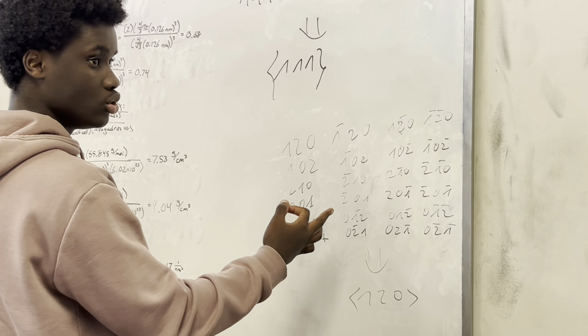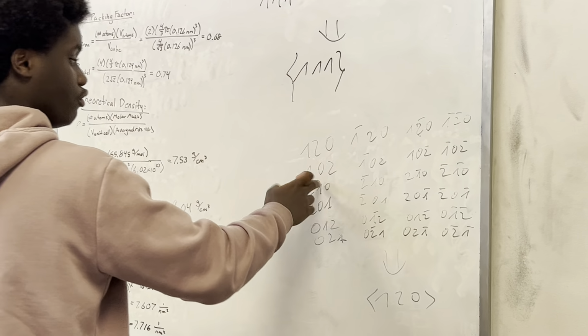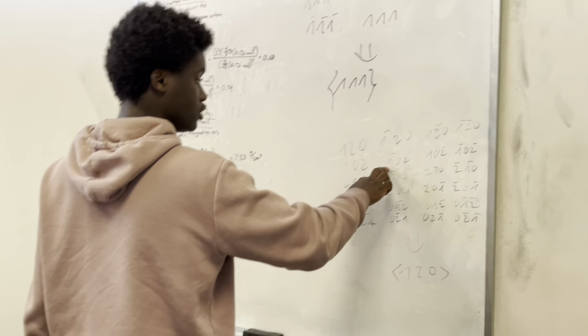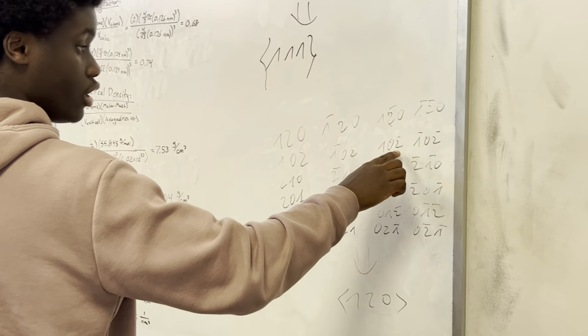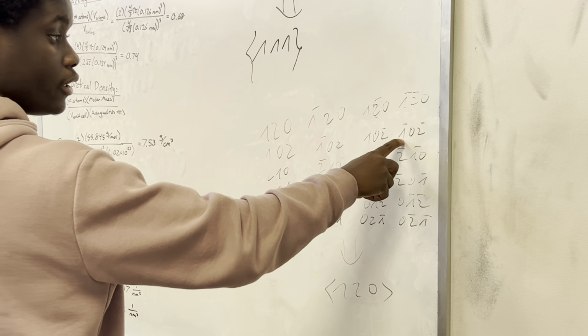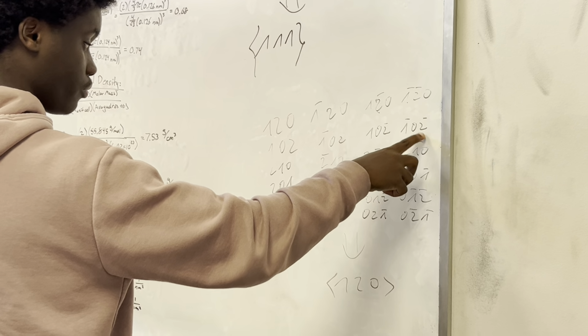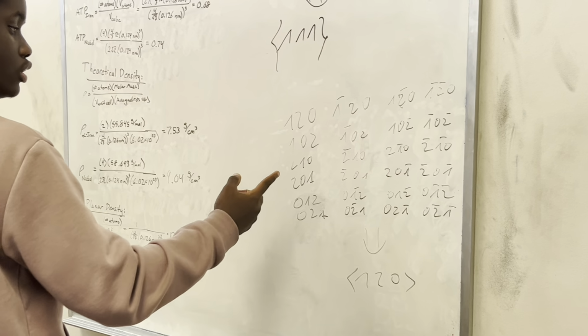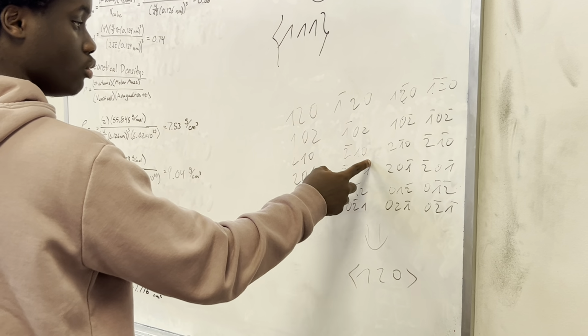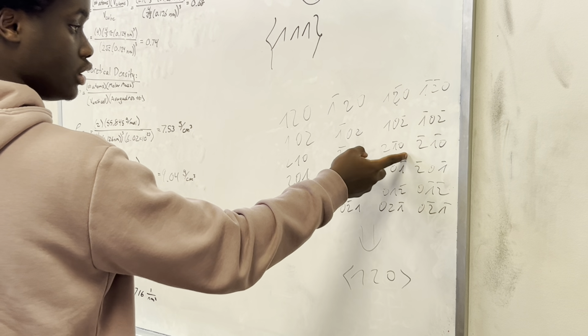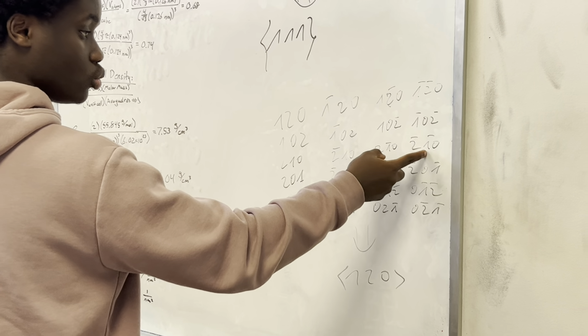So we're gonna go on to do the rest. For the 102, we have -1, 0, 2. We can have 1, 0, and -2. And we can have -1, 0, and -2. We're gonna go with 210. So we can have -2, 1, and 0, 2, -1, and 0, and -2, -1, and 0.